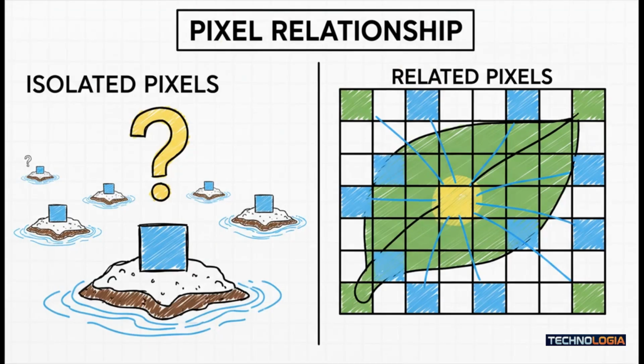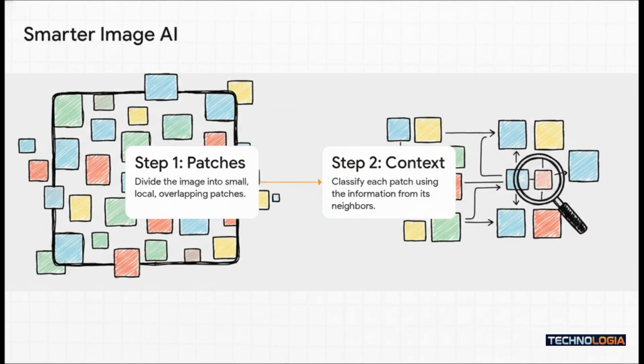What's the most important assumption we can make? Well, it's that pixels that are next to each other are related. A pixel isn't an island. Its neighbors are probably part of the same object, or the same texture, or the same edge. So a much smarter approach starts to take shape. It's kind of like a two-step process.